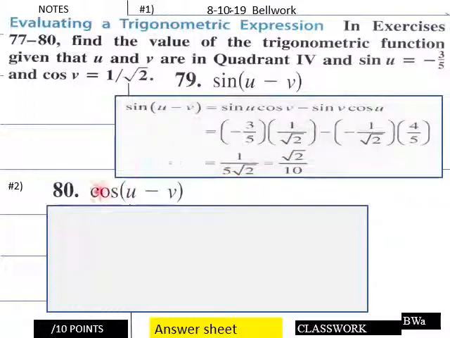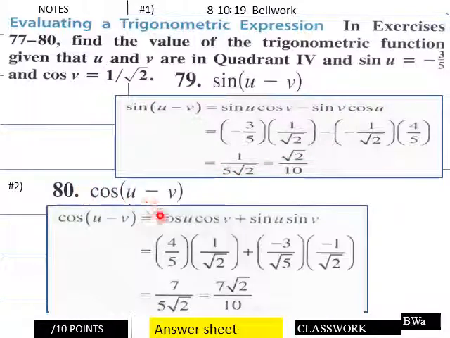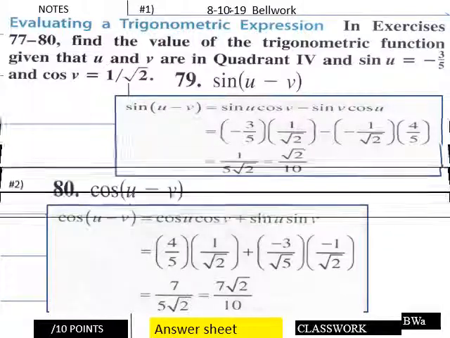for 79. And then for 80 here, cosine u minus v, again, we plug in our values here. Cosine u here is 4/5, multiplied by 1/radical 2 plus -3/radical 5, multiplied by -1/radical 2. And then this comes out to 7/5 times radical 2. Rationalize your denominator, and you end up with 7 times radical 2/10. So students, you should have that. Self-assess yourself. And let's move on.